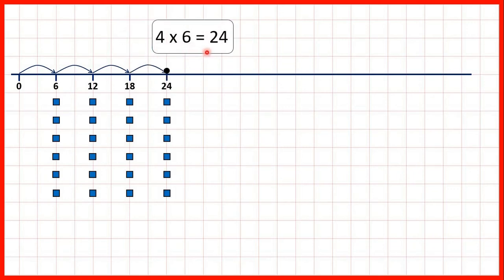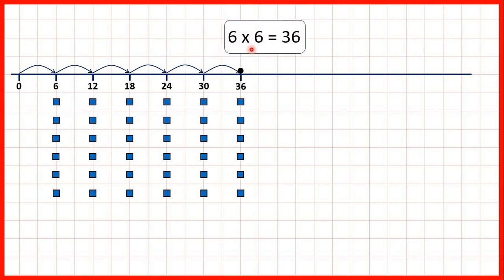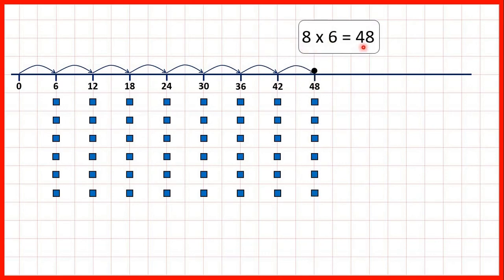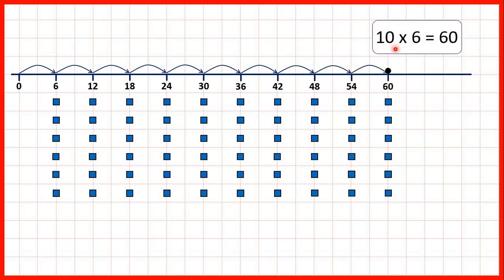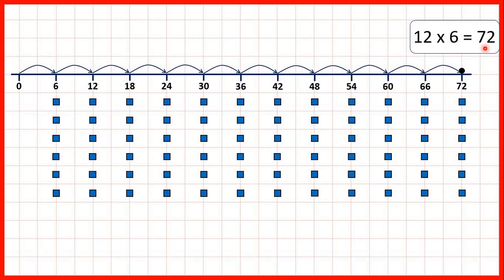4 times 6 is 24. 5 times 6 is 30. 6 times 6 is 36. 7 times 6 is 42. 8 times 6 is 48. 9 times 6 is 54. 10 times 6 is 60. 11 times 6 is 66. And 12 times 6 is 72.